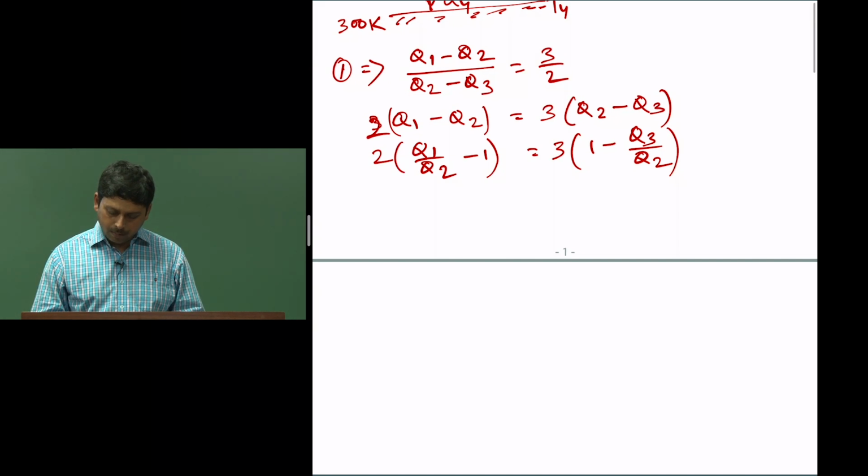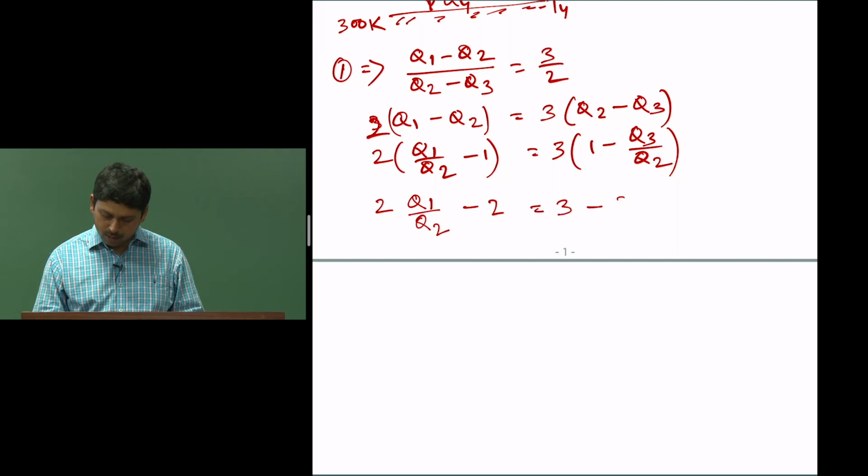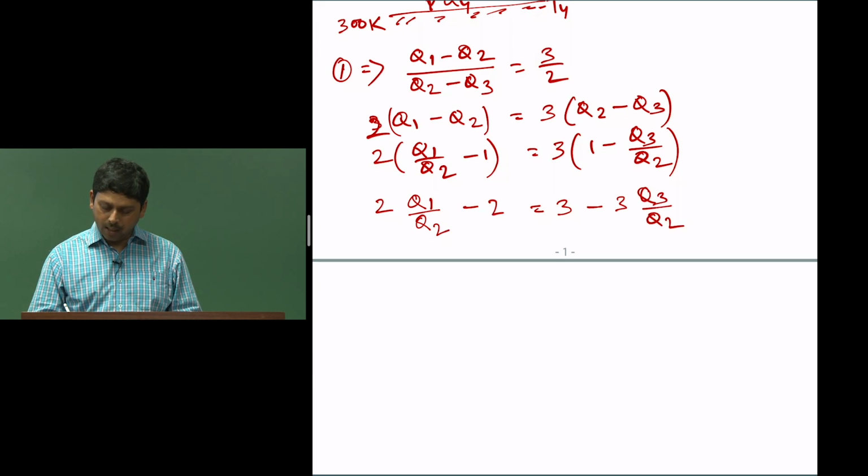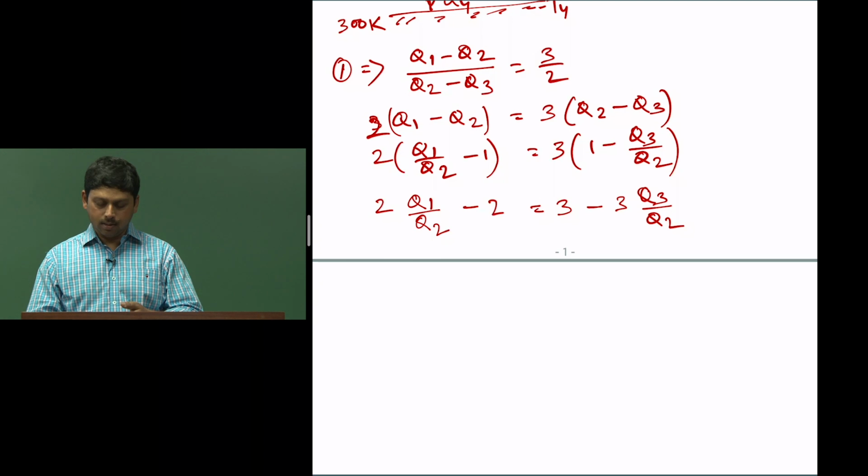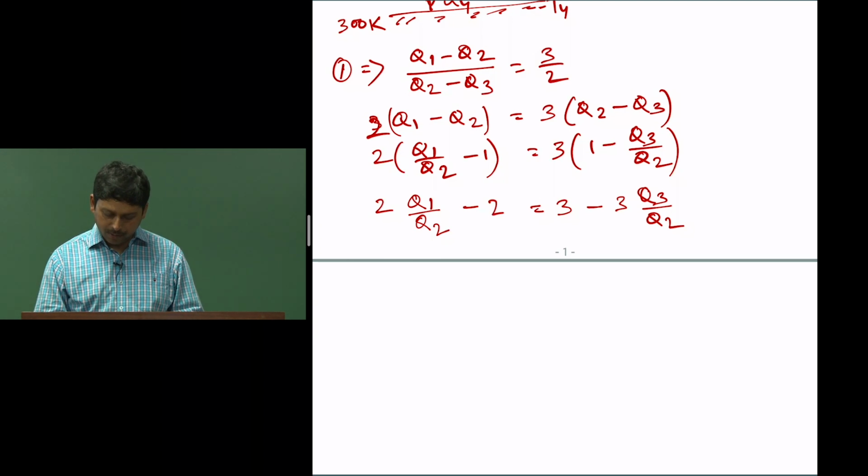Okay. So, I can continue with that. So, 2 Q1 by Q2 minus 2 is equal to 3 minus 3 Q3 by Q2, and we know another piece of information we have, that these ratios are in the ratios of the temperature. So, we can write that as 2 T1 by T2 minus 2 is equal to 3 minus 3 T3 by T2.